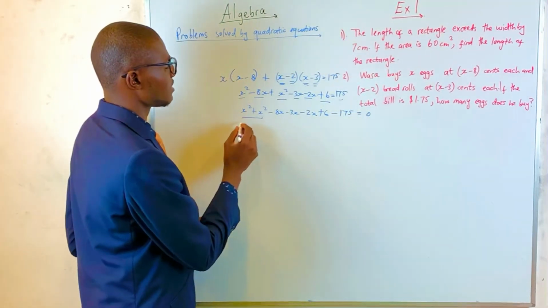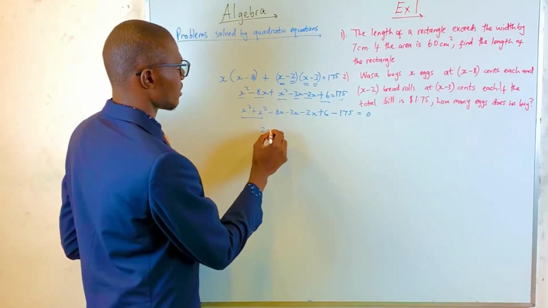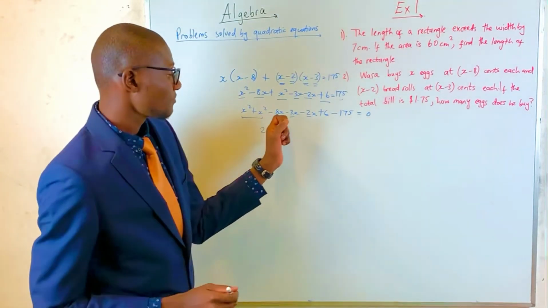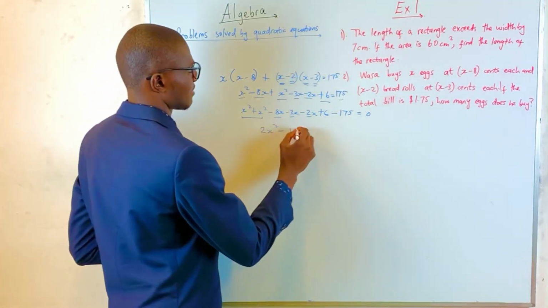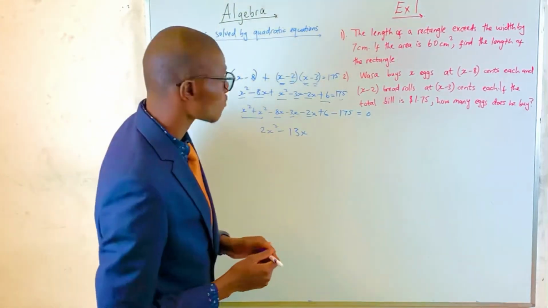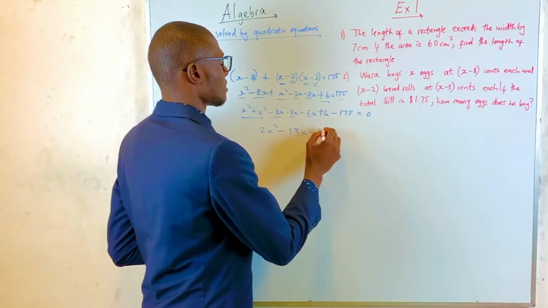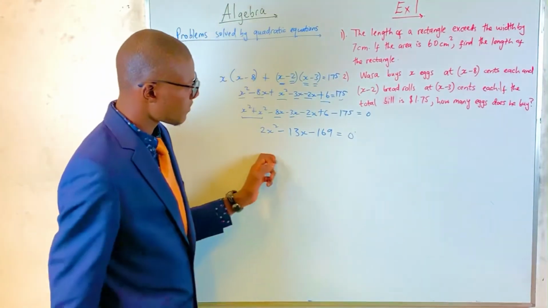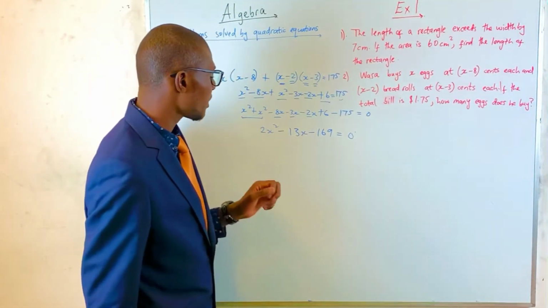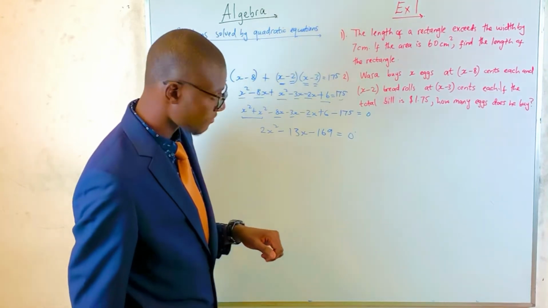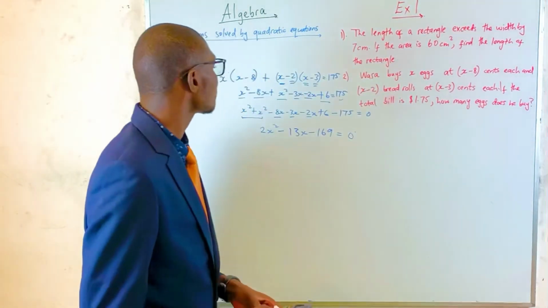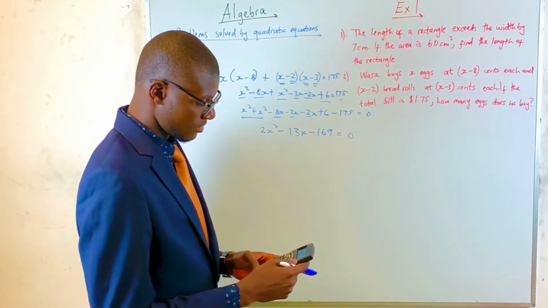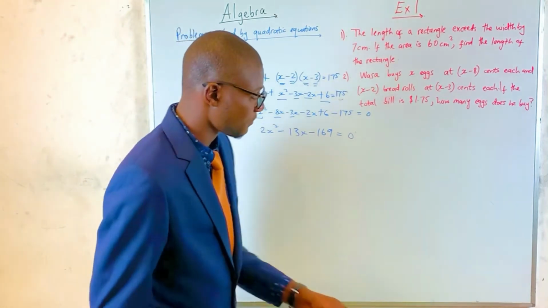If we simplify these, x squared plus x squared, we get 2x squared, then minus 8 minus 3 minus 2, that is minus 13x. Then plus 6 minus 175, that's minus 169. That should be equal to 0. Of course here we can't really simplify anything, but we can try and find the factors.